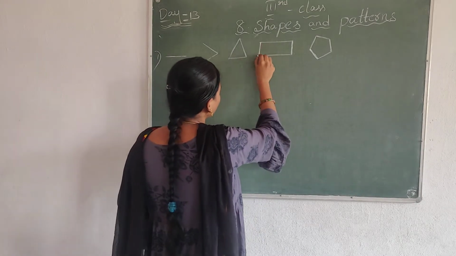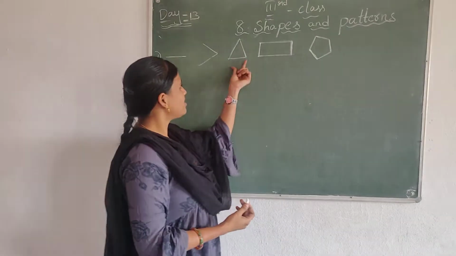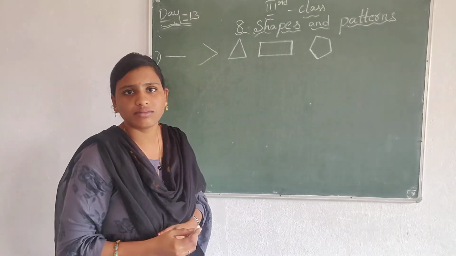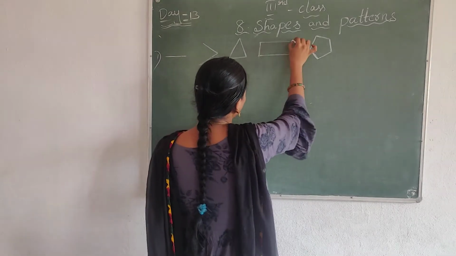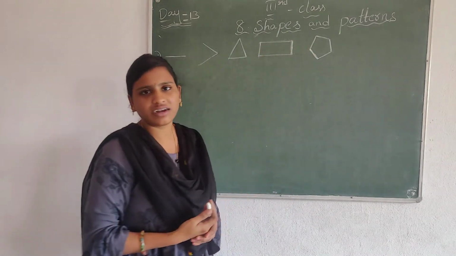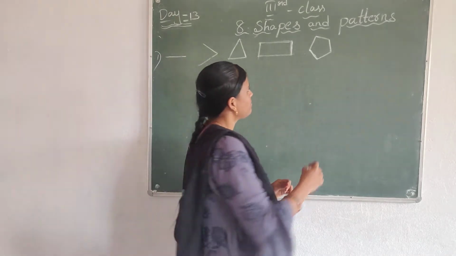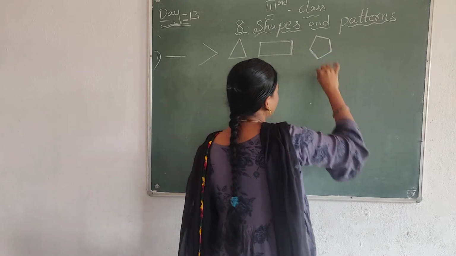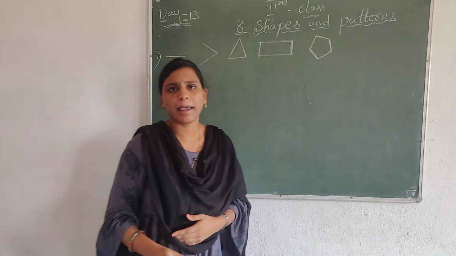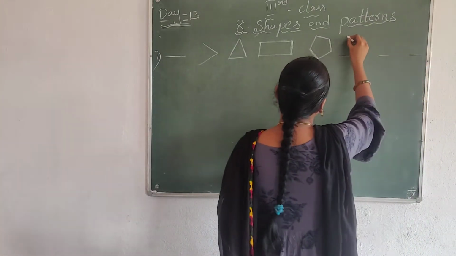Here, 4 lines. If you add these 3 lines, it comes like a what? Triangle, right? If you take 4 lines in a pattern, it comes like a rectangle. If you take 5 lines in a pattern, this is a pentagon. Okay. Next.